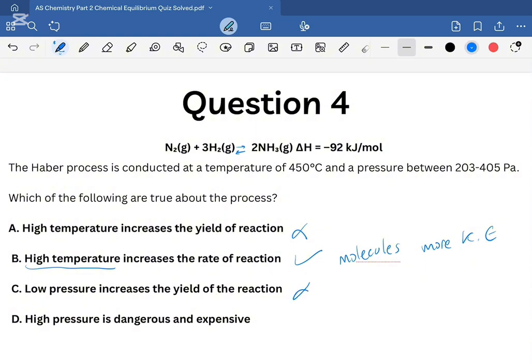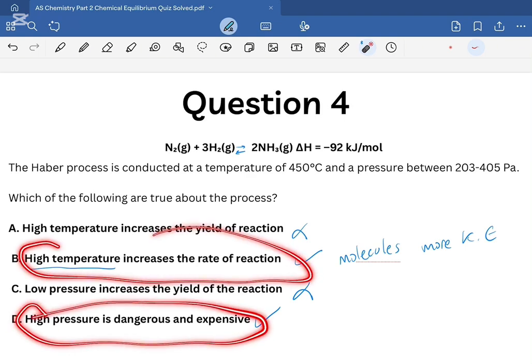So the system is going to shift to the left, decreasing the yield of ammonia. So this is false. Now, the last option is high pressure is dangerous and expensive. This is true, as we need more advanced equipment if we are going to use a high pressure, and at the same time it is also dangerous. So the only correct options are this one and this one.